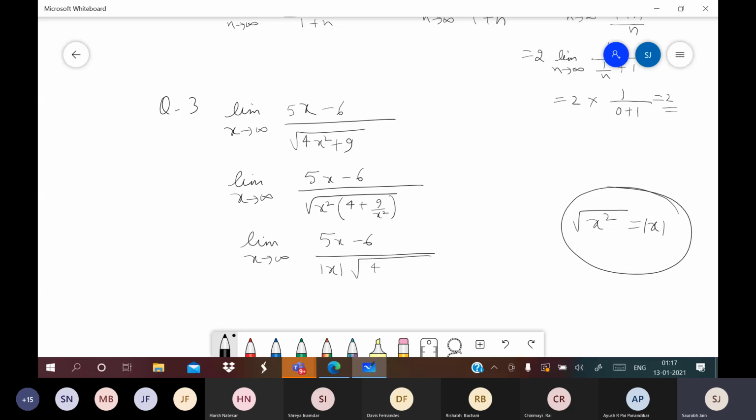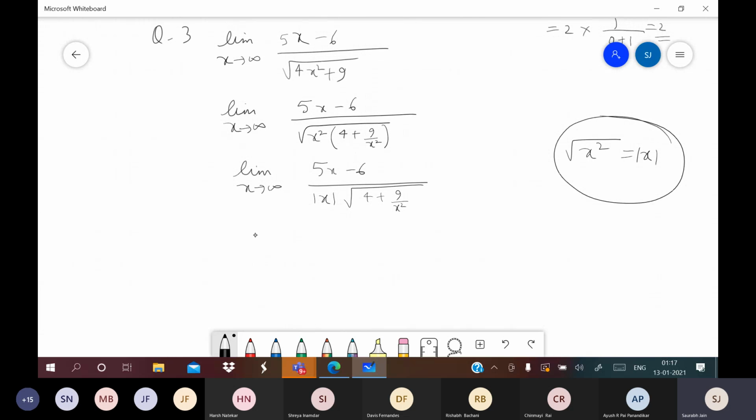So after I write it like this, the next point is how to write the modulus. In this particular question, it will be undoubtedly x only. Why? Because x is tending to infinity. That means x is a very large positive number. So what about modulus? I told you modulus x is x if x is positive. So that is why here I can write it as x.